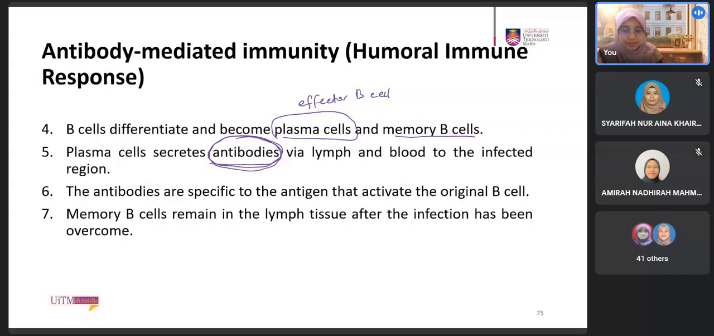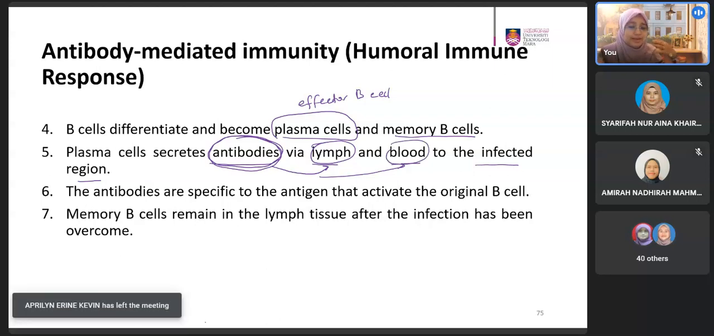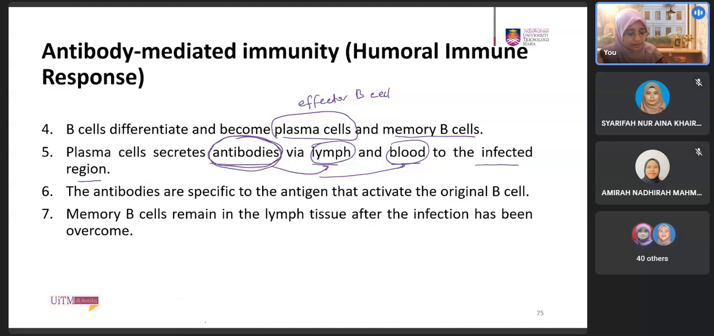So the plasma cell secretes antibody via lymph and blood to the infected region. The antibody will circulate in your body fluids. If in the lymphatic system, it circulates in the lymph. If it's in your blood vessels, it circulates in the blood. Virus ni boleh ada dalam awak punya lymph, boleh ada dalam awak punya blood, contohnya, and also interstitial fluid lah. So the antibodies are specific to the antigen that activates the original B cell. Specific lah because it detects specific antigen initially detected by the initial B cells in the first place. And then memory B cell remains in the lymph tissue after the infection has been overcome. So the memory cell will be stored in the lymphatic organs such as in the lymph nodes.